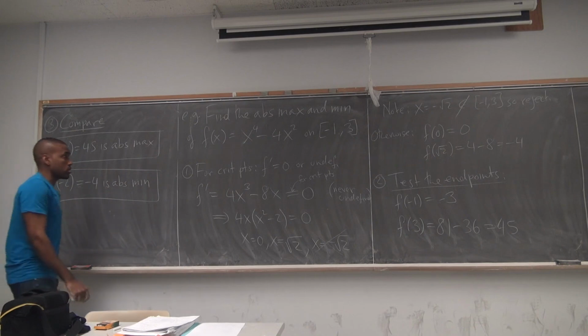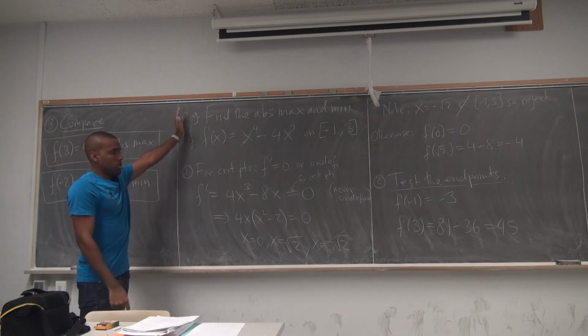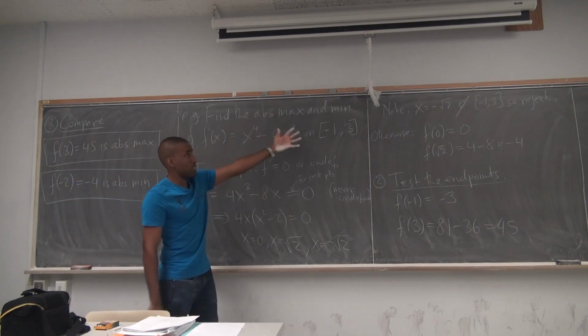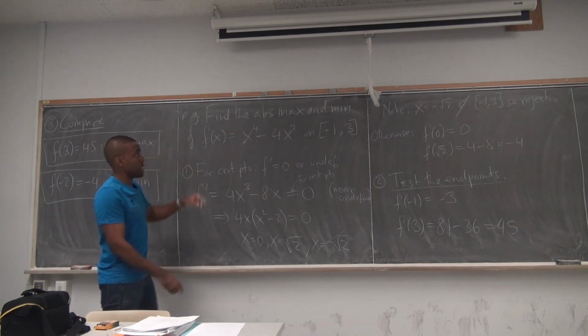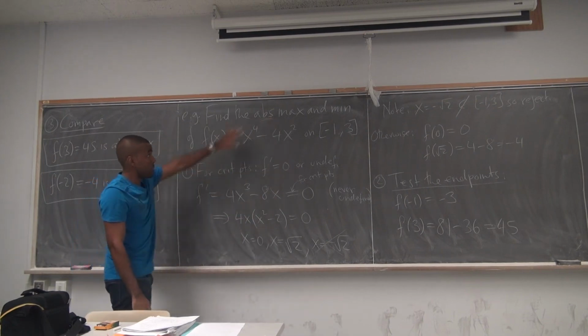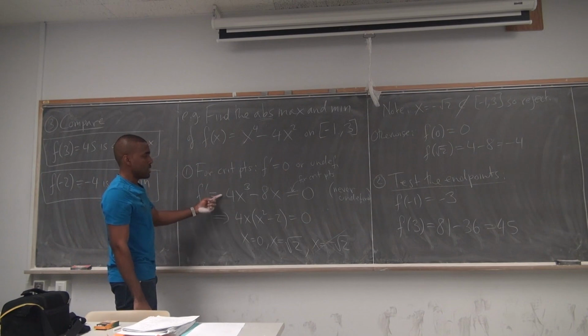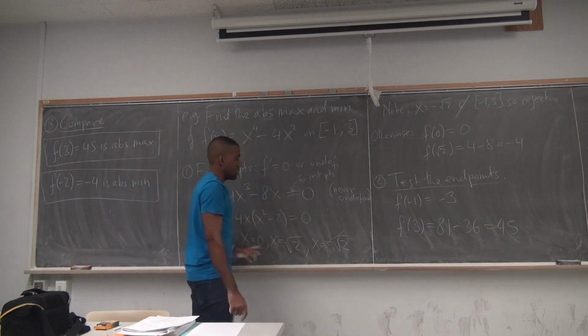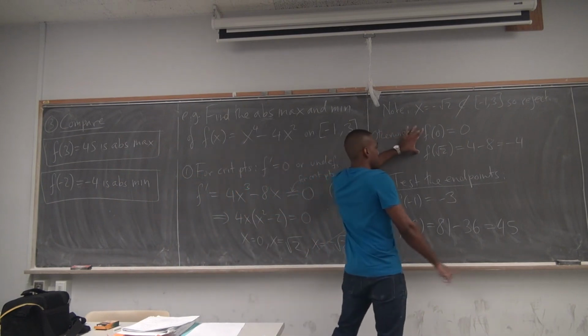That's going to be the process. The problem is always going to look like this. You're going to be given a function and an interval, and asked to find the absolute max and min. There's a different process for local maximums and minimums. But if you're looking for absolute max and mins, find the critical points, make sure that they exist in your interval, and plug them into the original function.